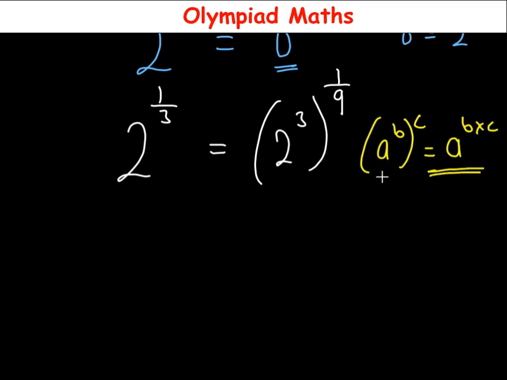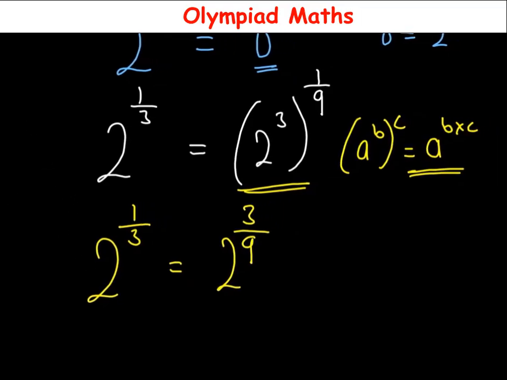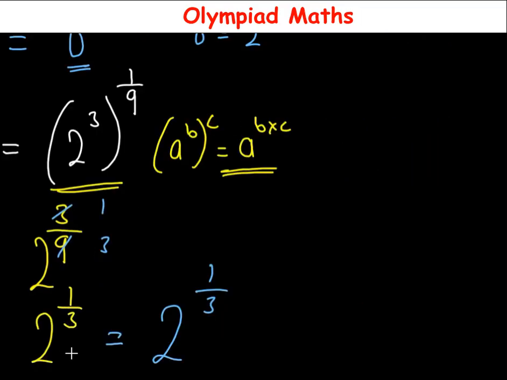So applying this rule, what we then have is 2 raised to power 1 over 3 is equal to 2, now power 3 will multiply power 1 over 9, following this rule. 3 times 1 over 9 is 3 over 9. So from here, this can be written as 2 raised to power 1 over 3 is equal to 2 raised to power 3 divided by 9, which is 1 over 3. So with this, we have 2 raised to power 1 over 3, which equals 2 raised to power 1 over 3.